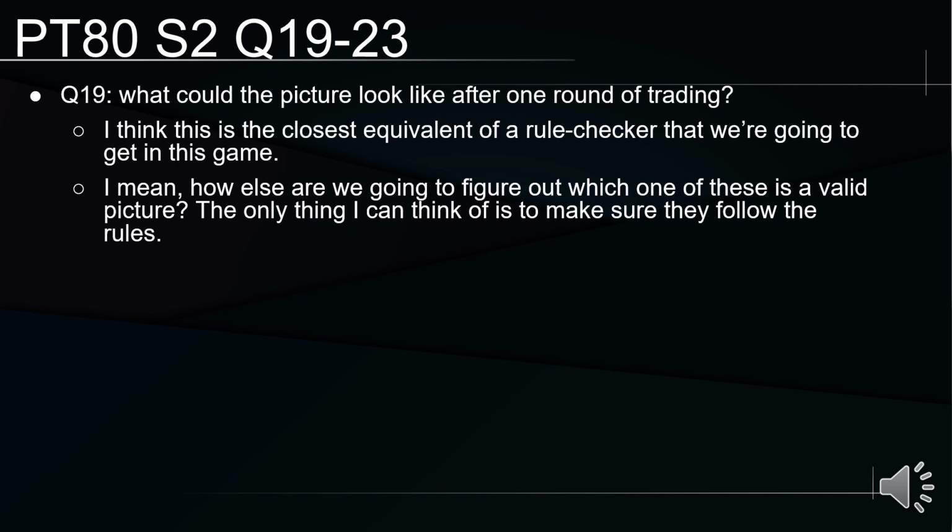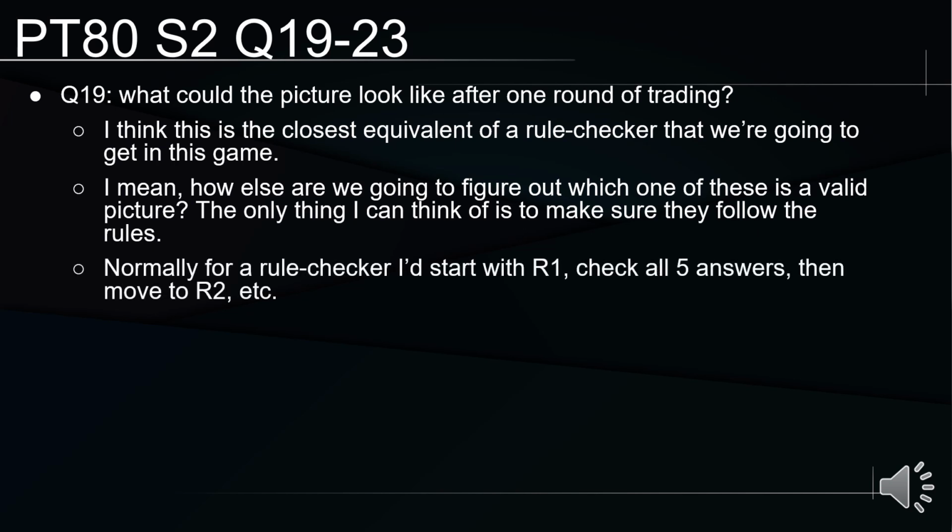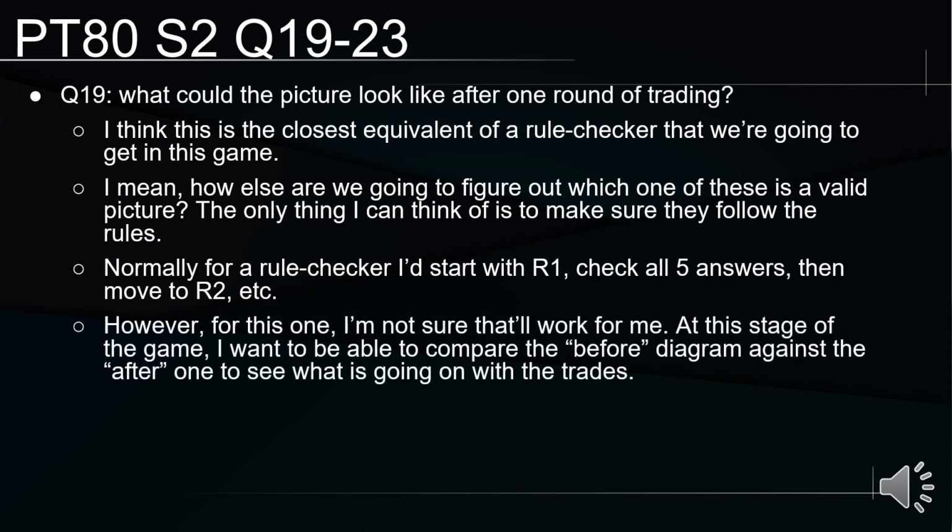The only thing I can think of is to make sure that they follow the rules, and that's what a rule checker is. They give you a list of answers, and you have to pick the one that follows all the rules. But normally for a rule checker, of course, I'd start with rule number 1, check all 5 answers, then move to rule number 2, etc. However, for this one, I am not sure that'll work for me. At this stage of the game, very early on, with no deductions and literally no work, because my diagram is going to be the one that they gave me in the intro paragraph, I want to be able to compare the before diagram against the after one to see what's going on with the trading aspect of things. So that's how I'm going to approach this one.